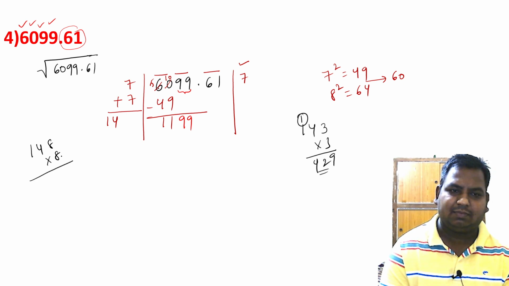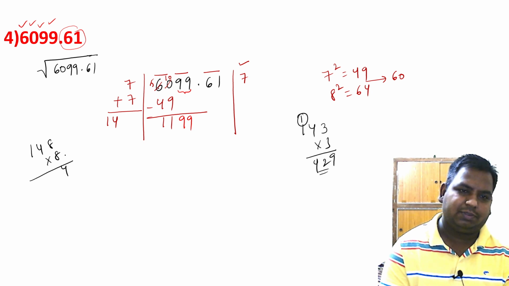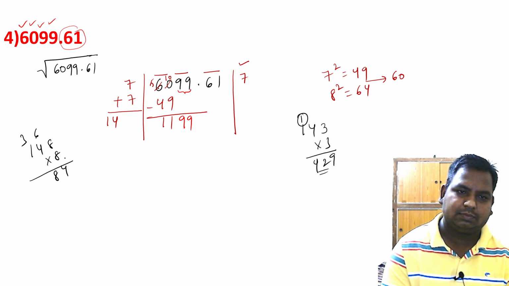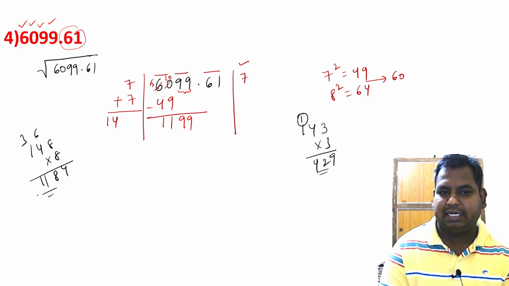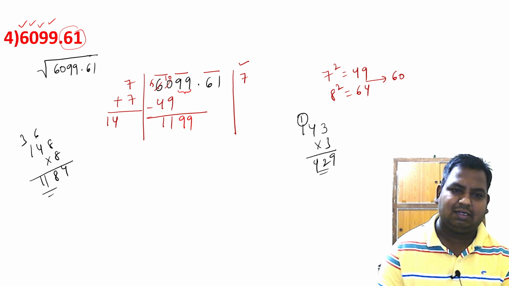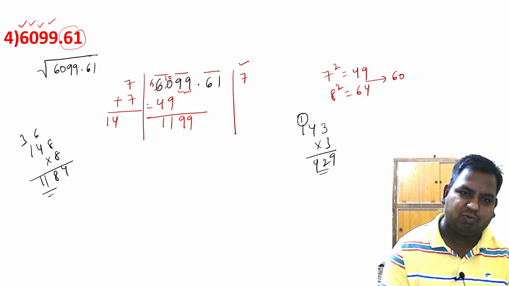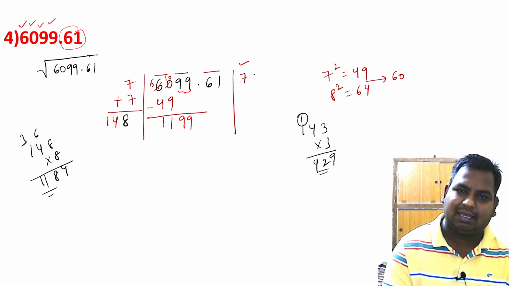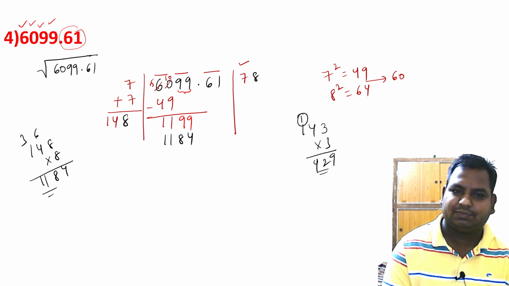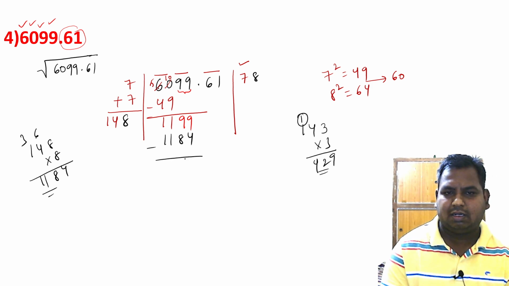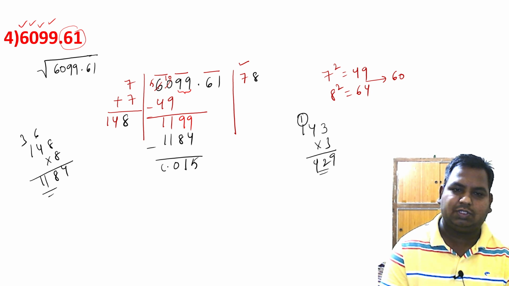148 8s are 8 8 64, 8 4 32, 38. We'll have 11. Yeah, 1184 is smaller than 1199. So I can take this one. So 148 8s is 1184. Differences, we'll have 5 here, we'll have 1 here, 0 0.